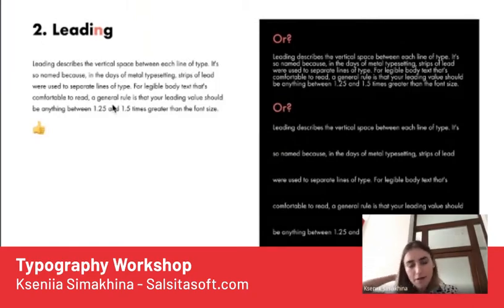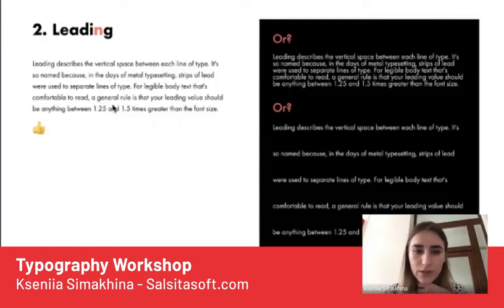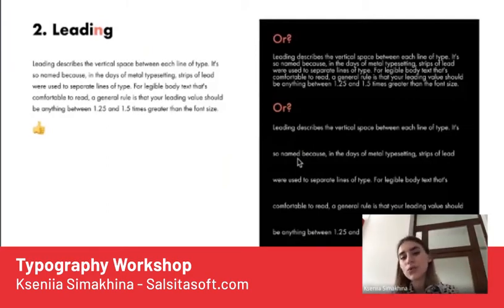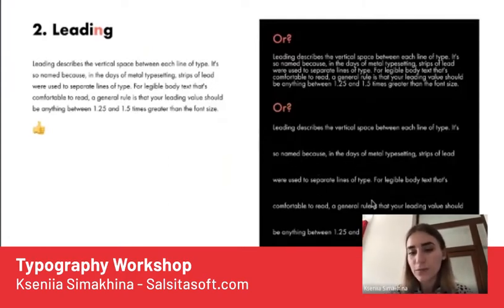Leading, or line spacing, is also a very important part of good typography composition, because it helps to make the text more readable or just ruin everything. For example, as you can see, when the line spacing is too small, it becomes hard to read because we can't recognize which line is supposed to end and which line is supposed to start. On the second variation, there is the opposite thing. The line spacing is too huge, and it's hard to follow the lines properly, and you just get lost.